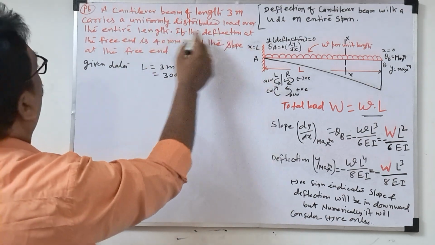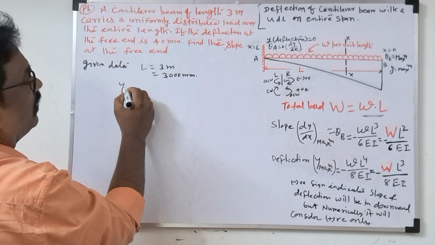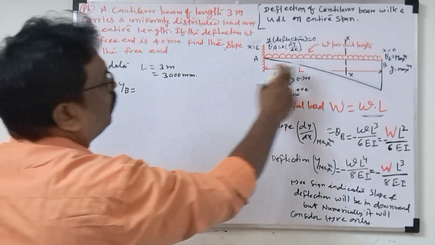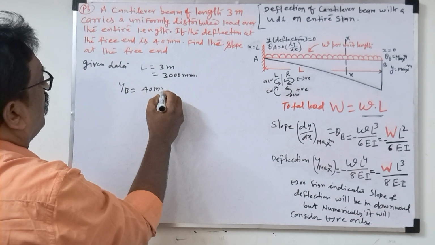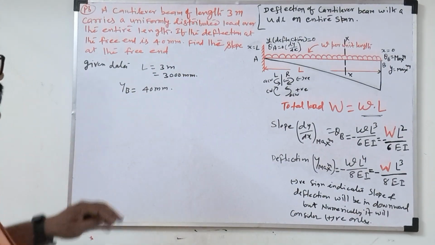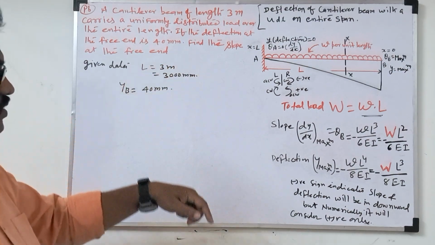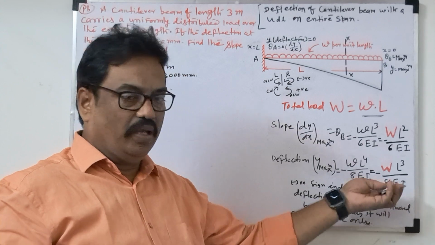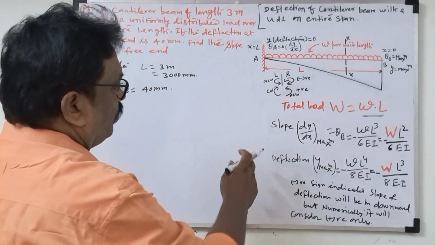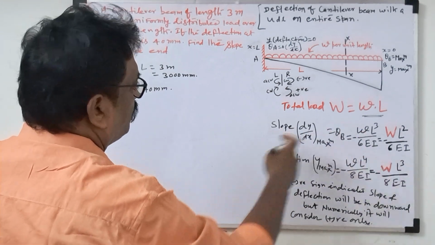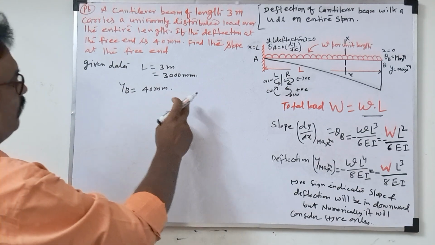And the load is uniformly distributed over the entire length. The deflection they gave, what is it? At the free end, YB, because we assume A and B. So YB is given as 40 mm. This is the given data. Other things are not given. Sometimes the moment of inertia and modulus of elasticity, that is E and I values, they will give. If not given, how do we solve? They are asking to find the slope at the free end.